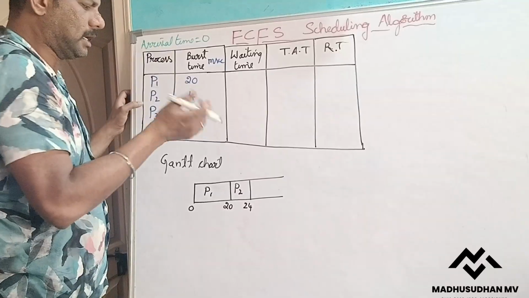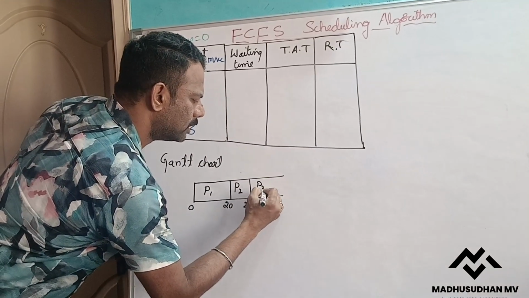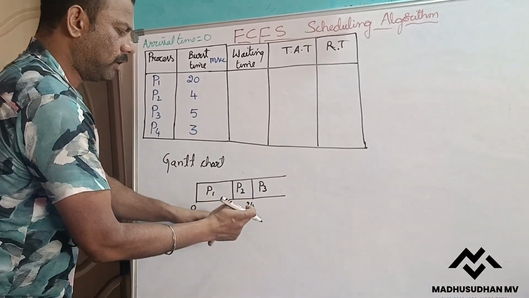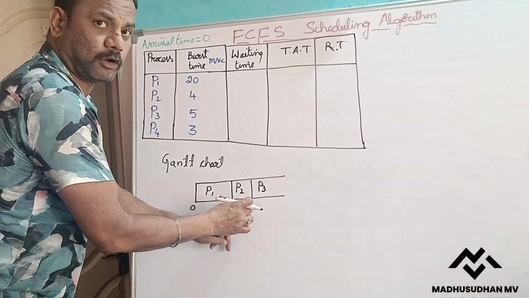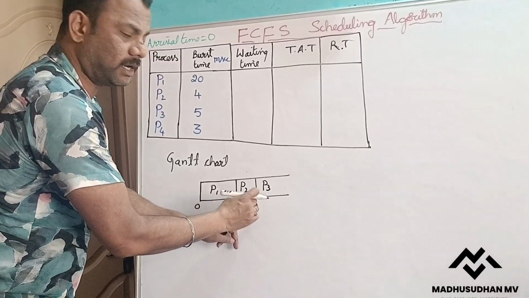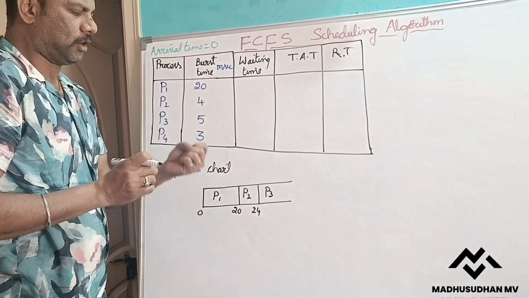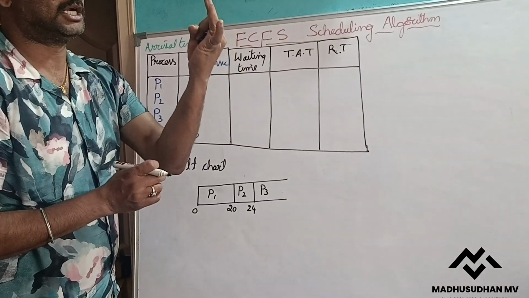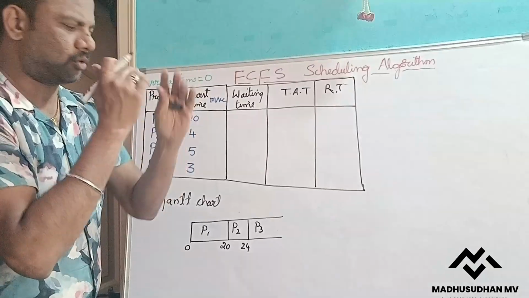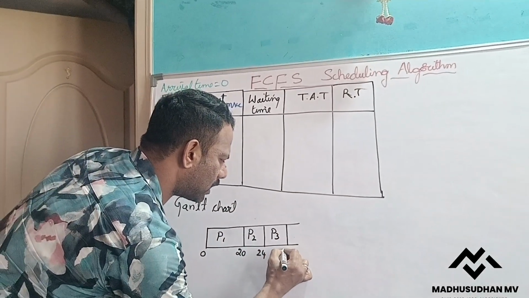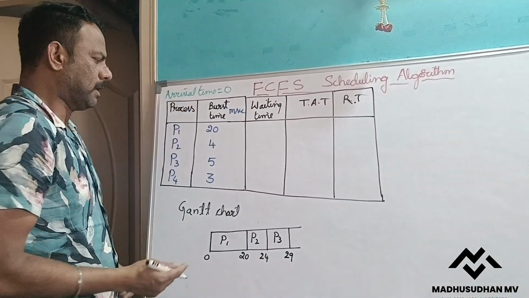Now P2 also completes. Next I have to start P3. P3 requires 5. So from 20 to 24, P2 executes. From 24 onwards, P3 executes. P3 requires 5, so 25, 26, 27, 28, 29. So P3 runs up to 29 milliseconds.